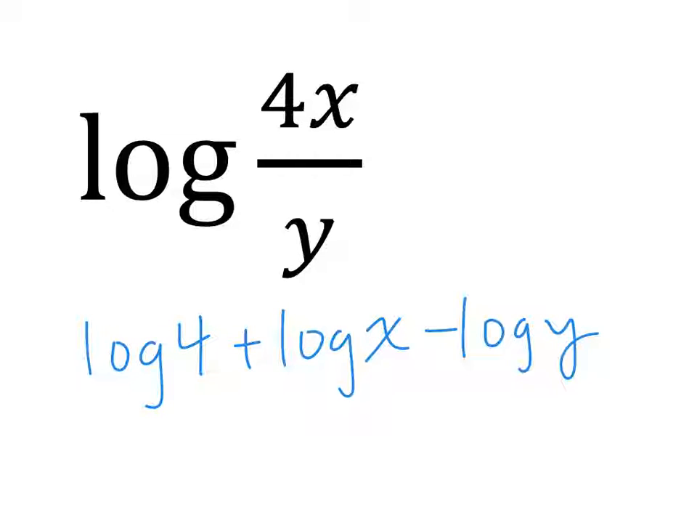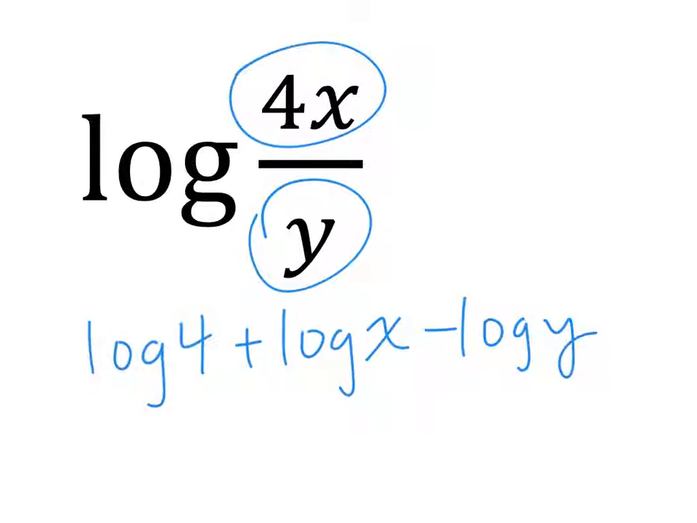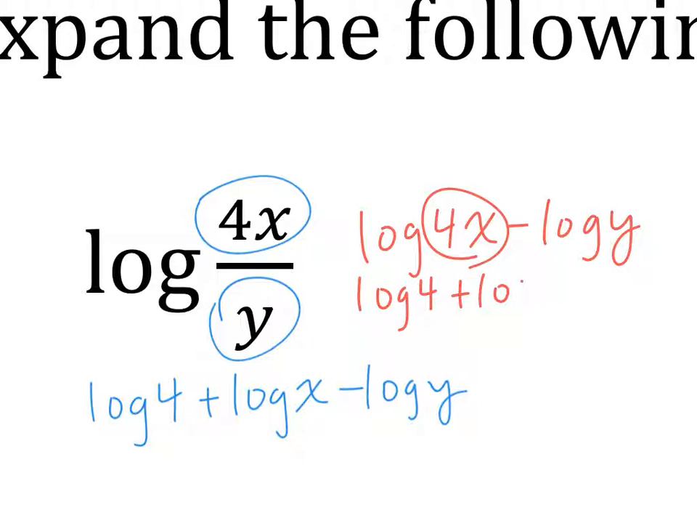Are you guys okay? If you cannot see this, what you could do is see that you basically have 2 things divided by each other, right? So you could just think of it like this: log of 4x minus log of y. And then ask yourself, can I expand it more? Well, yes, 4 times x. I can expand that again. So then you can just do this. If you cannot see multiple steps at once, this is what you can do. See it as just one division.